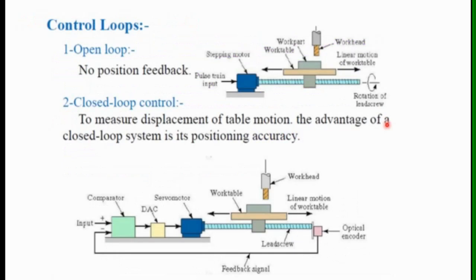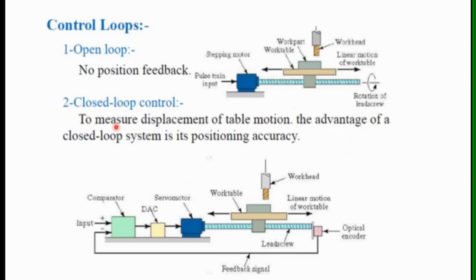Then here we can see control loops. Okay, after motion control, the next part is control loops. According to this, there are two types of control: open loop and closed loop control. In the open loop, no position feedback is there. That means there is no relation or feedback from the tool head or work table position to the controlling or input position.